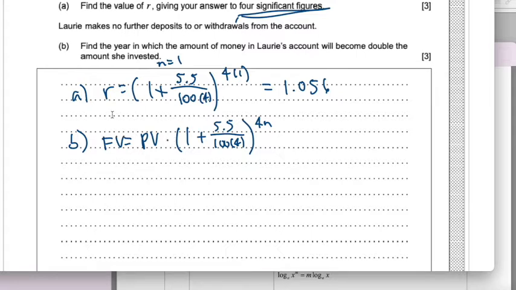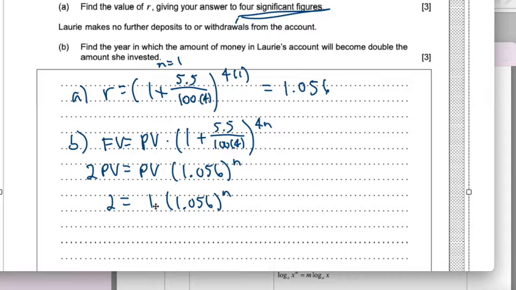Forget that, I'm just going to move on. So future value equals present value times this, but we know it's going to double. So it's going to be 2 PV equals PV times this, because the present value will double to become 2 times PV. Now 1 plus 5.5 over 100 over 4, all of this to the power of 4, is equal to 1.056. So we already know that's 1.056 and it's just to the power of n. We can divide both sides by PV to get 2 equals 1 times 1.056 to the power of n. Of course, this 1 wasn't necessary.